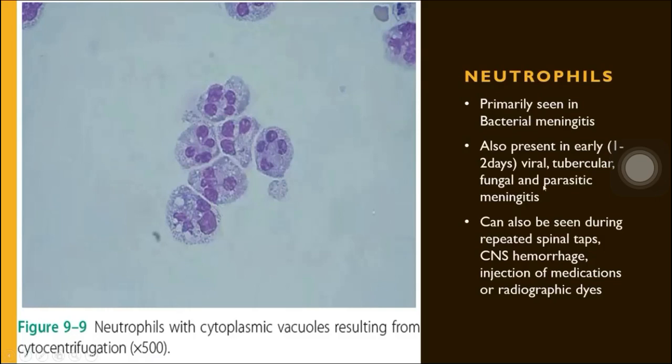So wag kakalimutan, pag nabanggit sa tanong, anong WBC yung umaakyat in early or acute viral infection. So it's not actually lymphocyte, but the WBC that is increased in acute viral infection is neutrophil. So again, increased in early or acute cases of viral, tubercular, fungal, parasitic meningitis. So aside from that, neutrophil can also be seen during repeated spinal taps, hemorrhage, so again, neutrophil-ingested RBCs or erythrophage, as well as injection of medications or radiographic dyes.